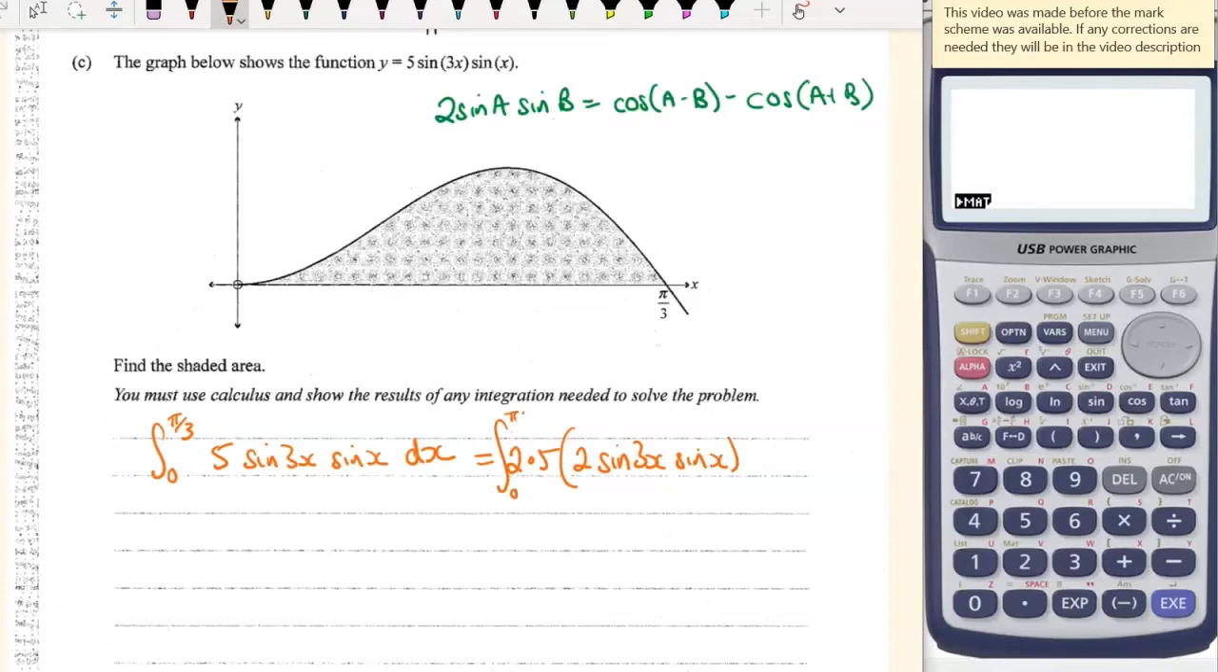If we're going between 0 and pi by 3. Okay, so that we can take the 2.5 out of that integral. We can change the 2 sine 3x sine x into something in this form. So this will be cos of A minus B, so 3x minus x is 2x, minus cos of A plus B, 3x plus x is 4x.